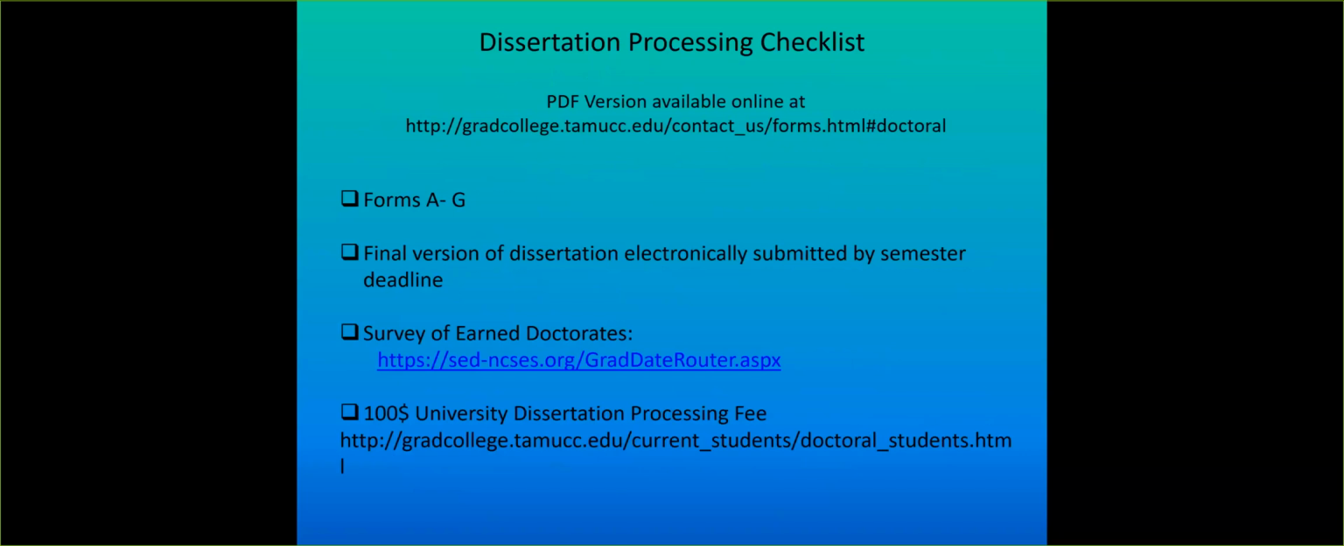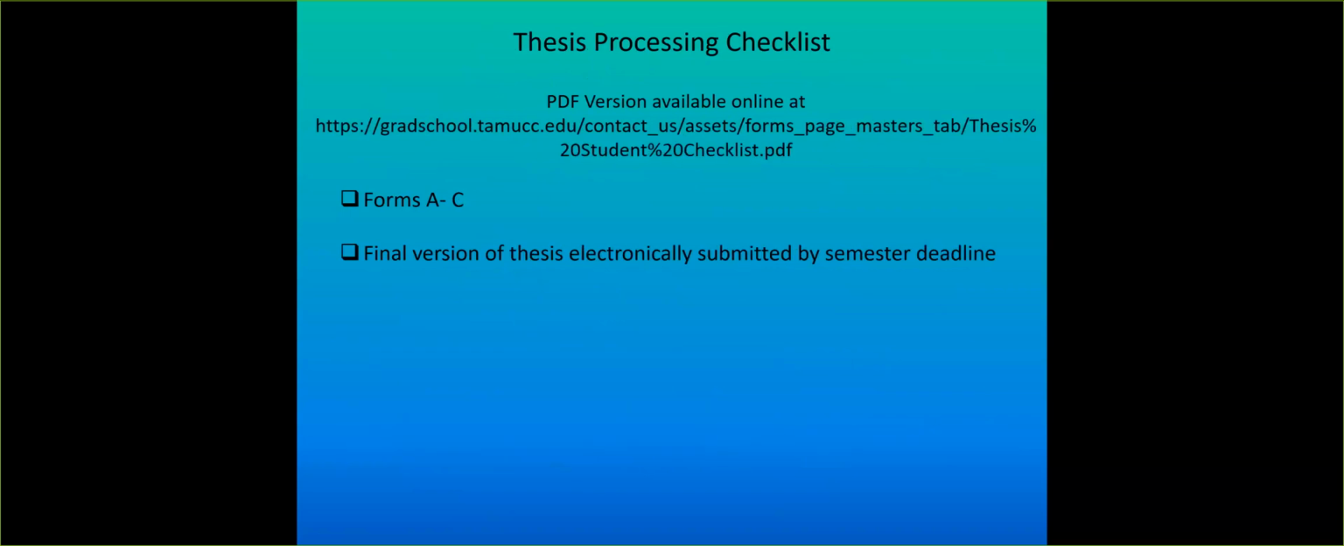The dissertation students, just to review again, those forms are a part of your processing checklist, forms A through G, and any supplemental forms that you may have turned in over the years. Final version of your dissertation, the survey of earned doctorates, and then the $100 university processing fee for dissertations. For thesis, we need forms A through C, and the final version of your thesis submitted.